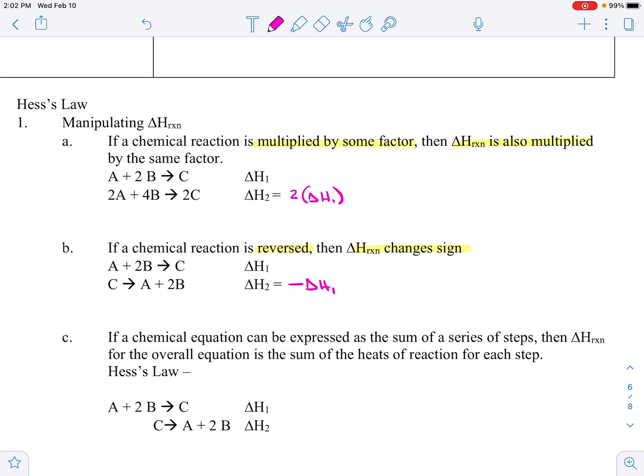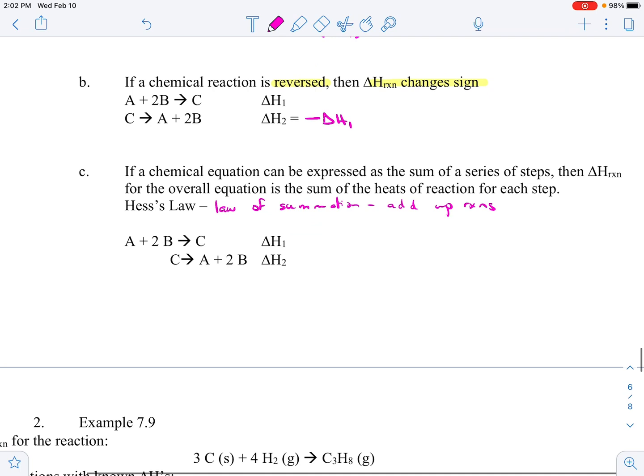Now, this is where Hess's law comes into play. This is that third one there. If we have an equation that can be expressed as a sum of steps, then the delta H will be the sum of those steps. So this is called the law of summation. Basically what we're doing is adding up reactions. It's like what we did with kinetics, except this time we're talking about heats of reactions.